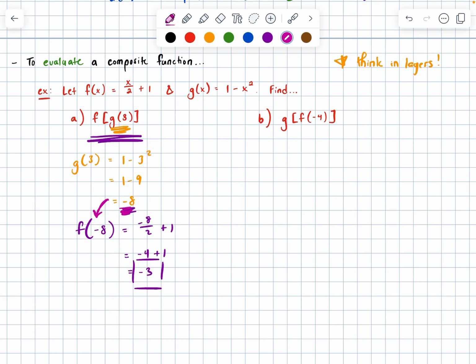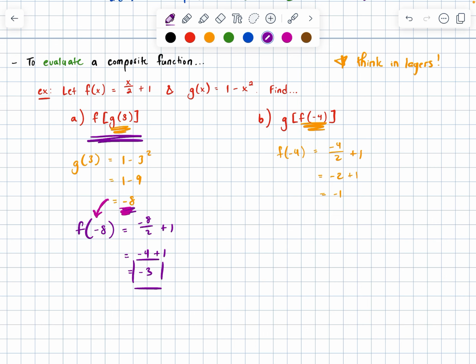We can do the same thing with g of f of negative 4. Thinking in layers, I'm going to start inside and work my way out. F of negative 4, I know how to evaluate. This would be negative 4 over 2 plus 1. The x in f of x is getting replaced with negative 4. Let's simplify. Well, negative 4 over 2 is negative 2. Negative 2 plus 1 is negative 1.